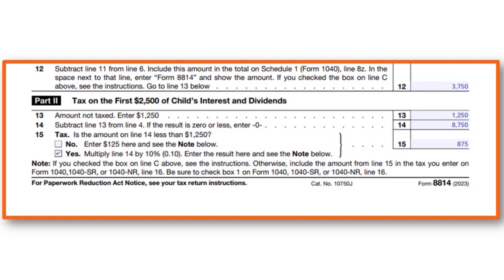One thing I want to say is that remember that any data that you have here on the Form 8814, you have to transfer that data onto a Form 1040 anyway. So it's one of those things where, if you're filing electronically, things are done automatically in the background. But if you're filing manually, you have to transfer the data yourself.